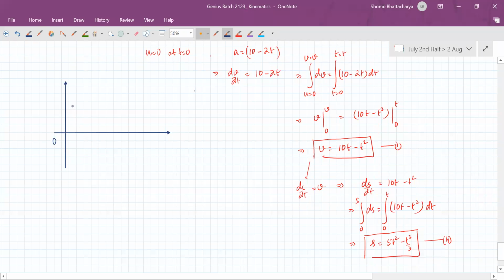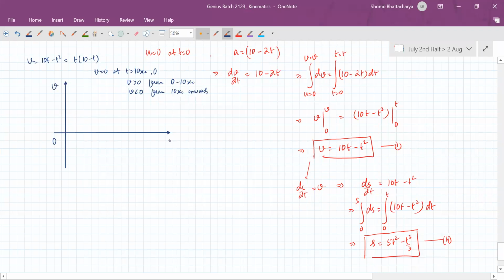So when you interpret this now, velocity, you can see that velocity is equal to 0 at t equal to 10 seconds. Of course, u is also 0. So you can see velocity is positive from 0 to 10 seconds, and velocity becomes negative from 10 seconds onwards.